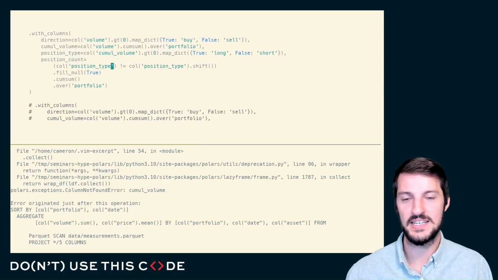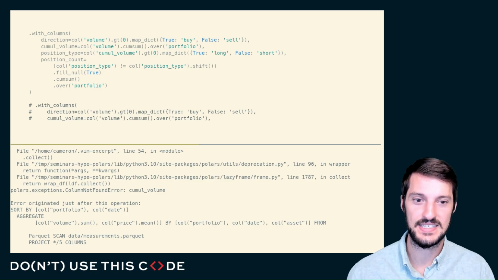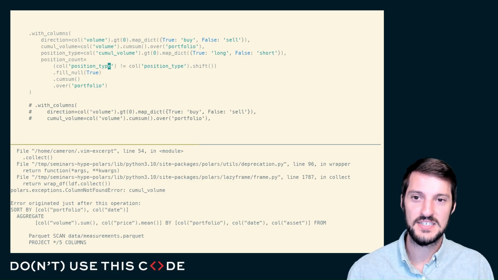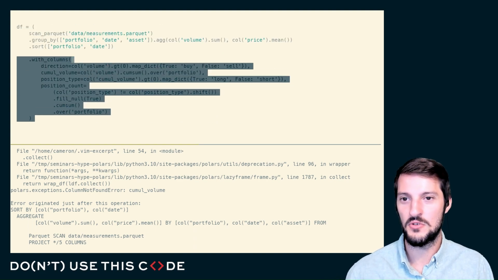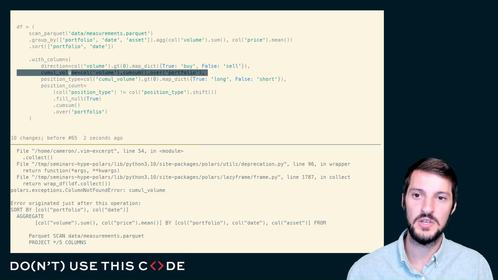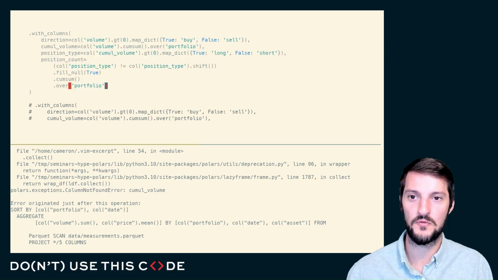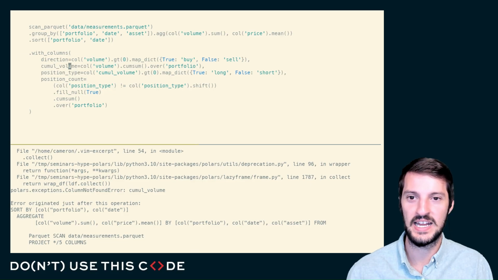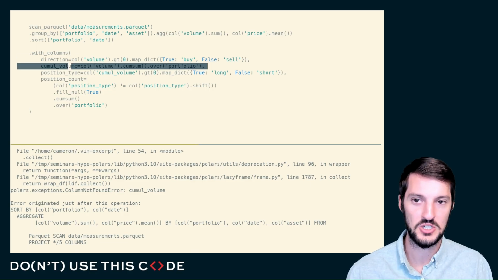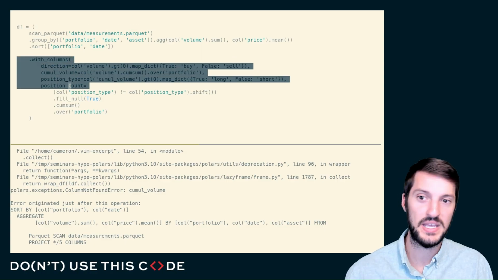And then Polars goes ahead and says, wait, for my position counts, I'm using a column called position type. And Polars is correctly recognizing that column does not yet exist on my data frame, so it's raising the error saying, I don't know where this column is. It hasn't yet been created. Whereas with pandas, we can use later expressions to refer to former expressions, meaning I can refer to the direction column here in this line because I defined it on the previous line.